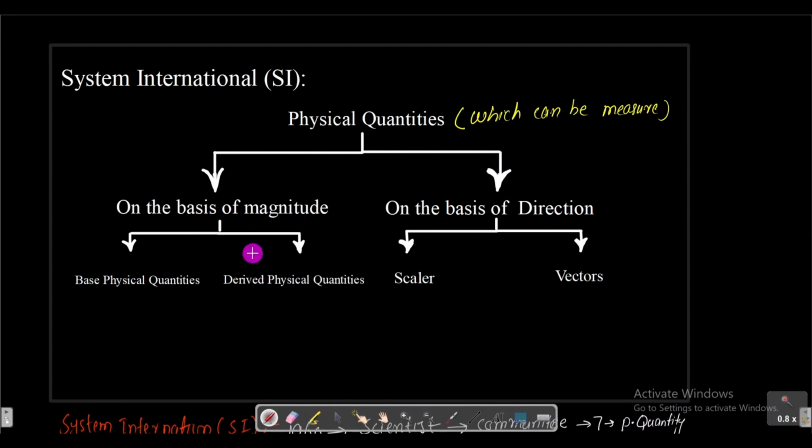We classify them on the basis of magnitude, and here I'm going to mention what is meant by magnitude and direction. Magnitude: if someone tells you that I have come 15 kilometers from the east, this 15 kilometers actually shows us the amount. This amount is called the magnitude. This is the magnitude in this case.